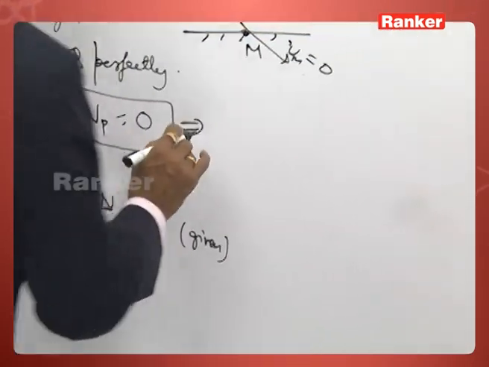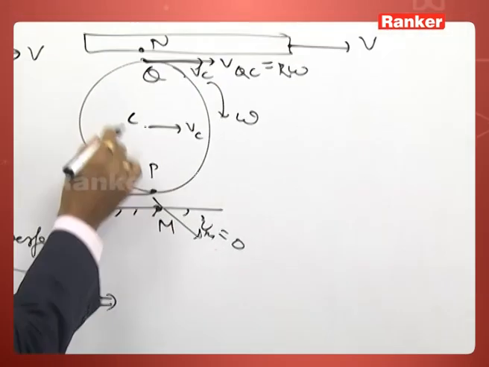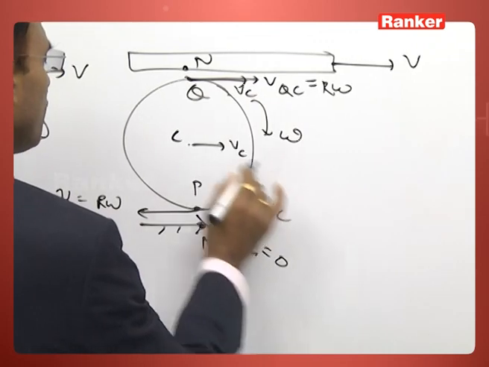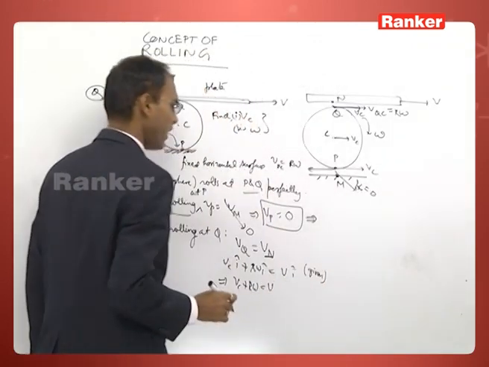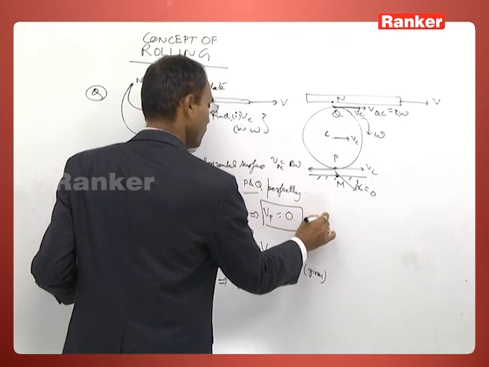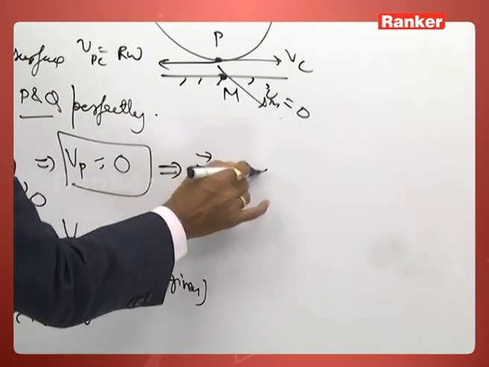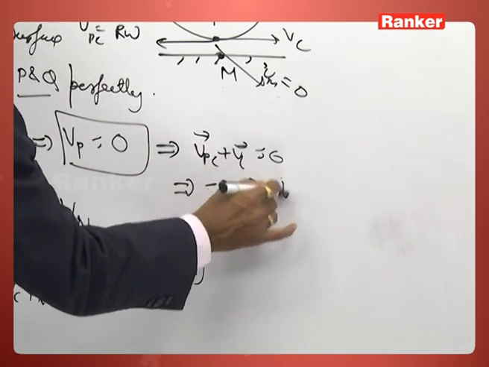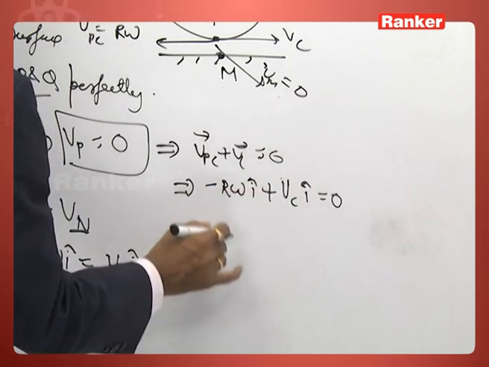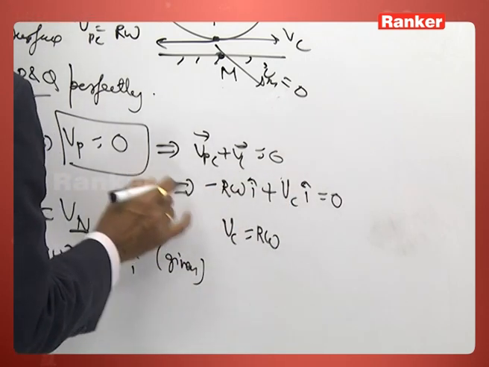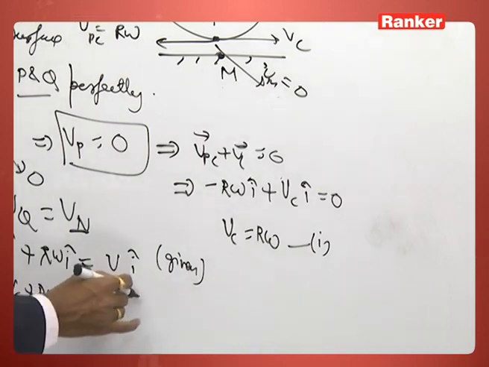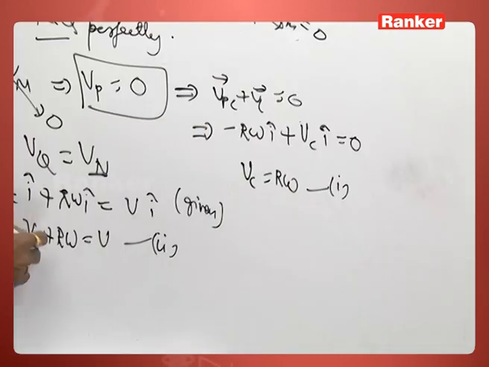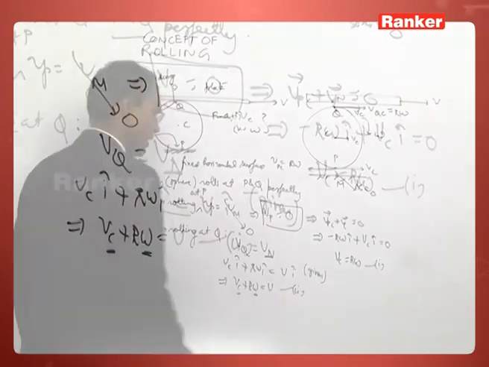Since Vp is equal to 0, P with respect to C moves in this direction with the velocity r omega, and you bring the velocity of the point C at this point. So Vp is equal to Vpc plus Vc is equal to 0. But what is Vpc? Minus r omega i cap plus Vc i cap is equal to 0. This gives us Vc is equal to r omega, equation number 1. And this is equation number 2. We have 2 equations and 2 unknown quantities. One unknown quantity is Vc, another is omega.